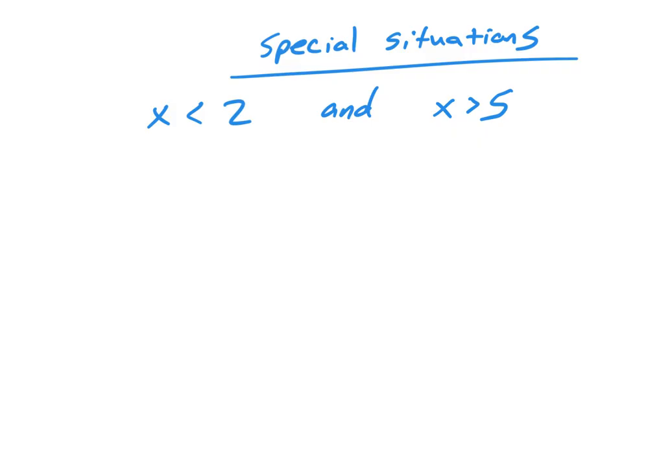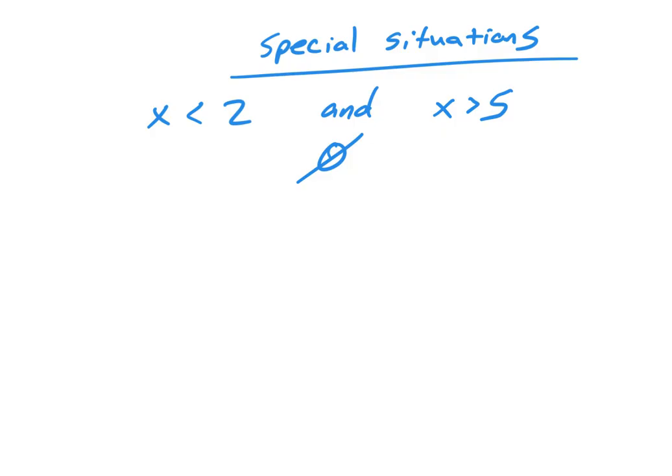If I said what numbers are less than 2 and at the same time bigger than 5, what numbers are less than 2 and also bigger than 5? Nothing, right? There is nothing that works there. So that would be no solution. There's nothing that's less than 2 and also bigger than 5.